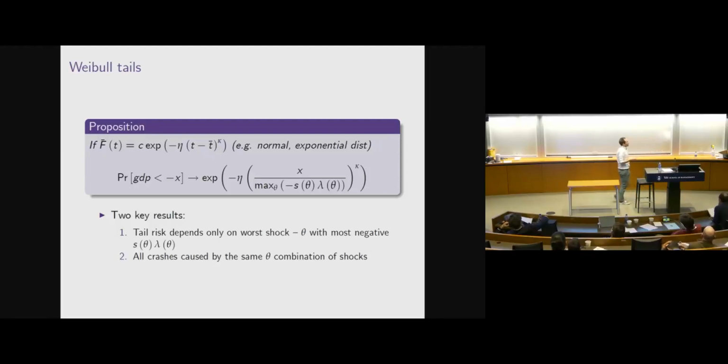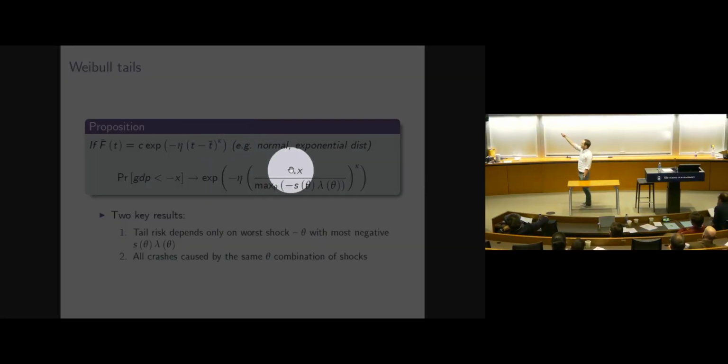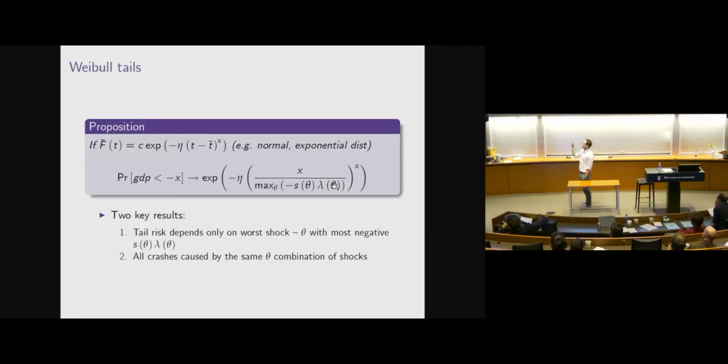It turns out that that probability depends not on the entire economy, not on everything that's happening, but actually only on essentially what is the single worst possible combination of shocks. That I'm looking at this max over theta, so over all possible directions of the impact of the shock on GDP. So what is that actually saying in words?